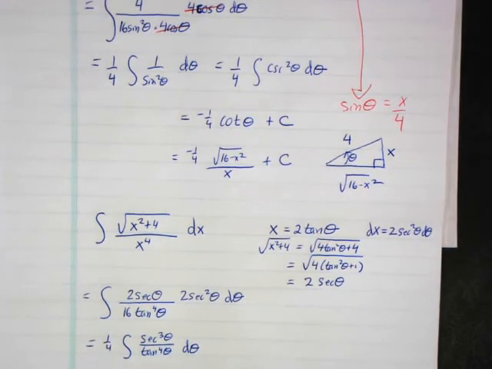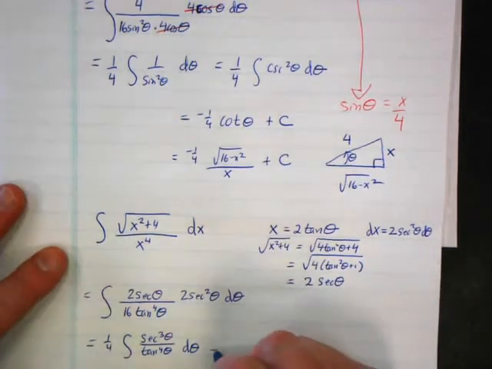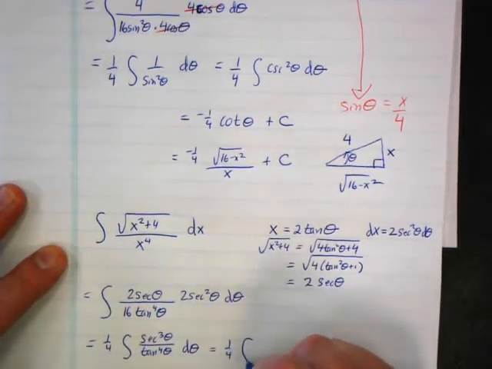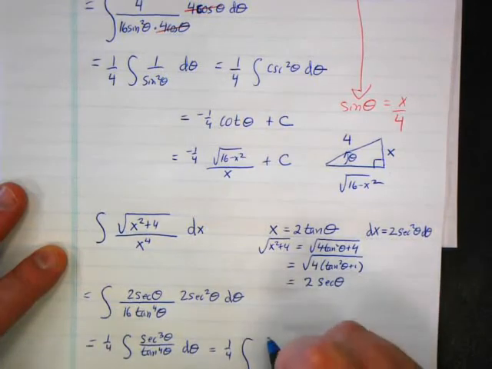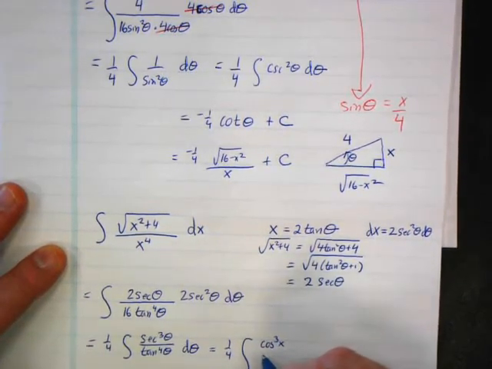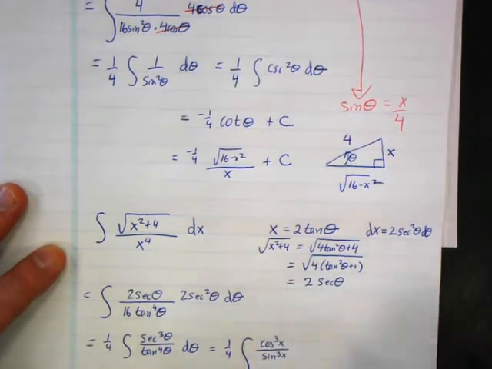What do you do if you have the opposite? Oh crap, you say. What do I do? If you have the opposite, you switch everything to sines and cosines and hope it works. All right, so 1/4 integral. Secant cubed, that's going to be cosine cubed theta divided by sine cubed theta.